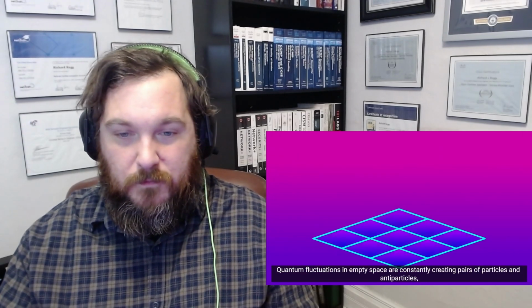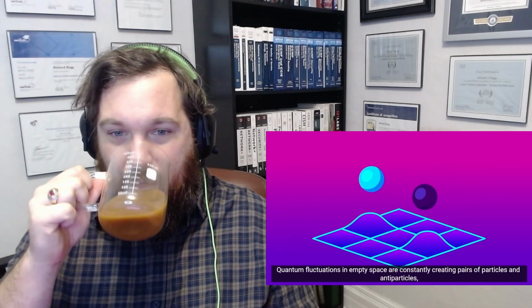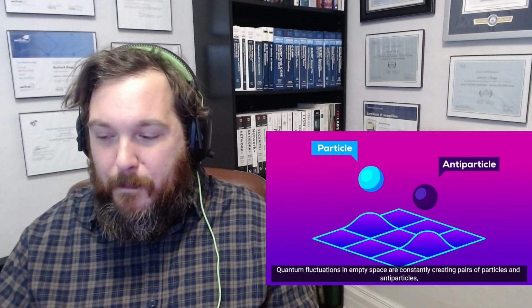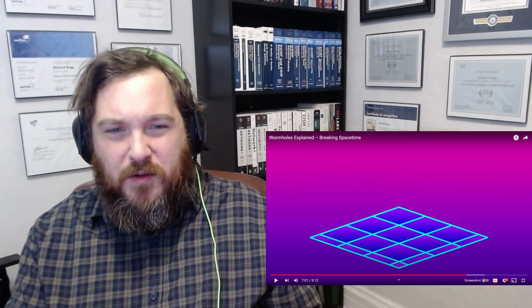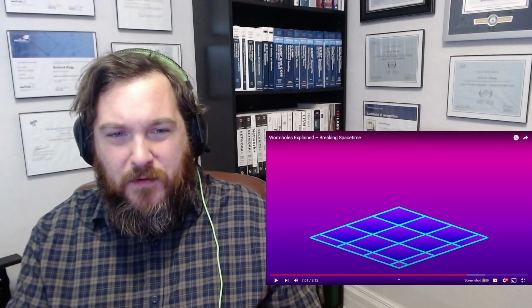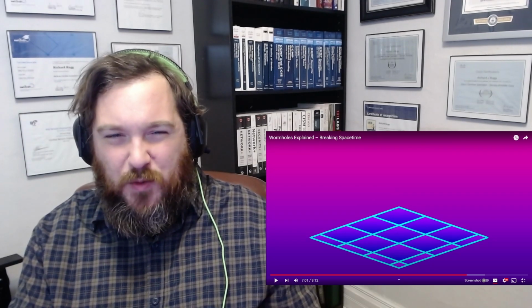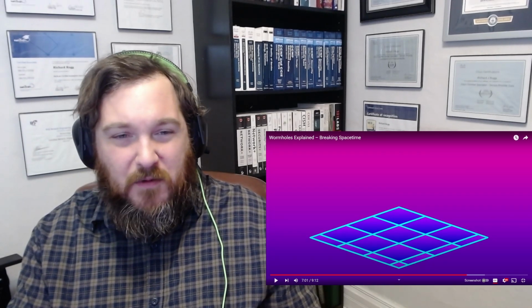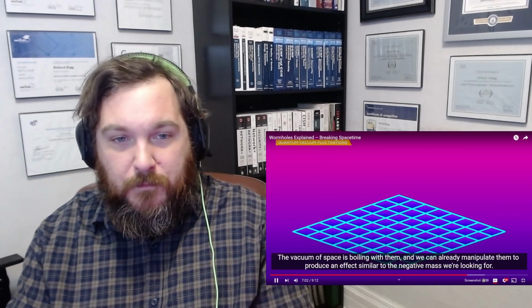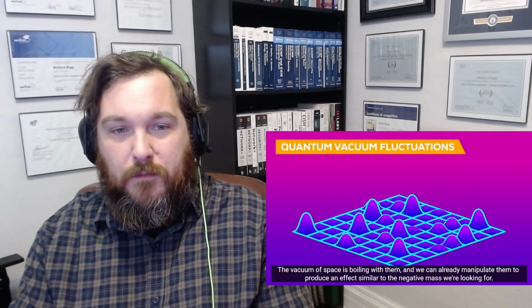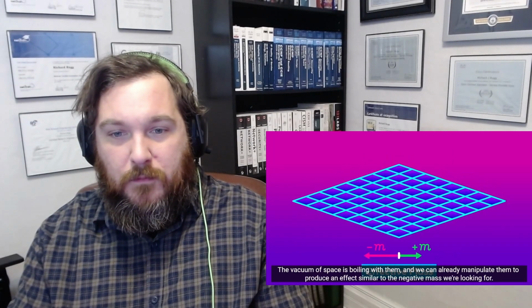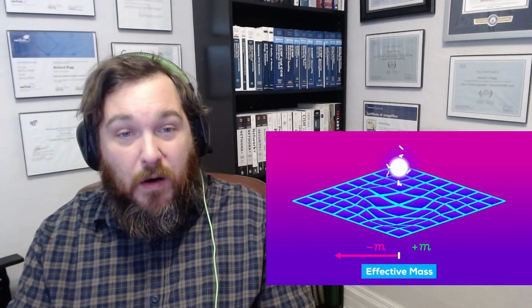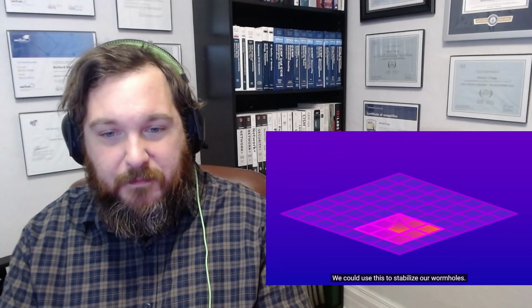Quantum fluctuations in empty space are constantly creating pairs of particles and antiparticles, only for them to be annihilated an instant later. Now, to be fair, aren't those virtual particles more of a mathematical trick than an actual thing? That was my understanding, which may be incorrect. The vacuum of space is boiling with them, and we can already manipulate them to produce an effect similar to the negative mass we're looking for. Okay, so we can already manipulate it to stabilize our wormholes. Okay.